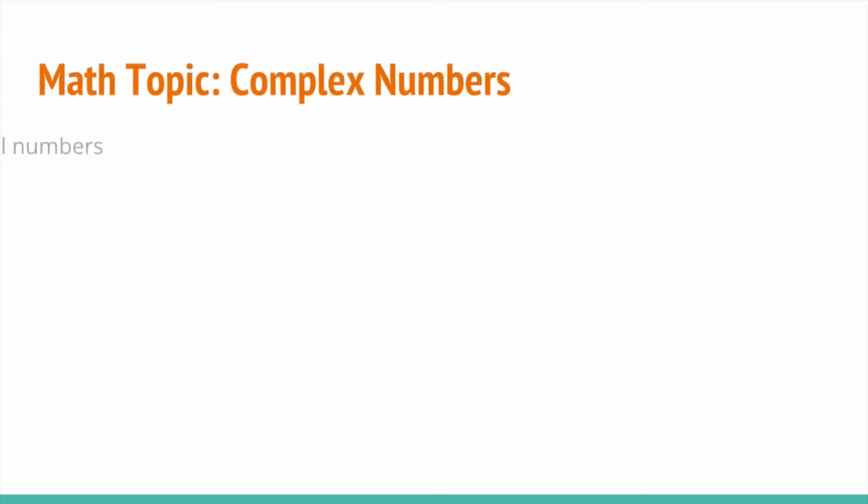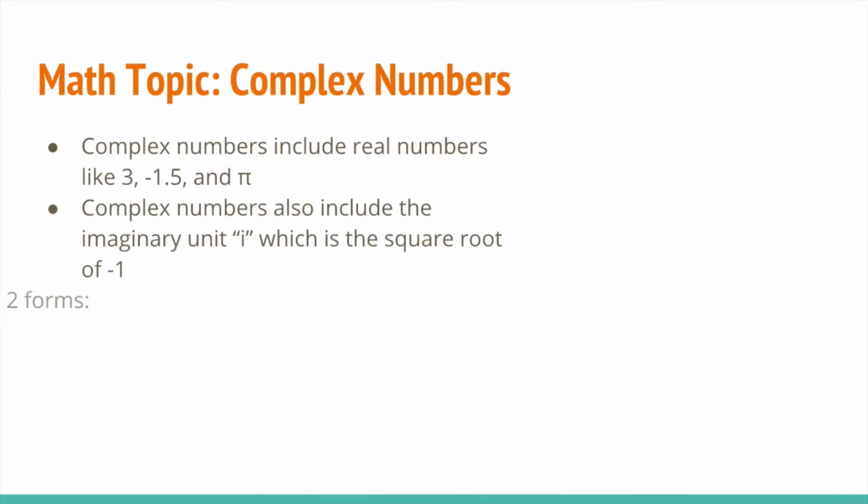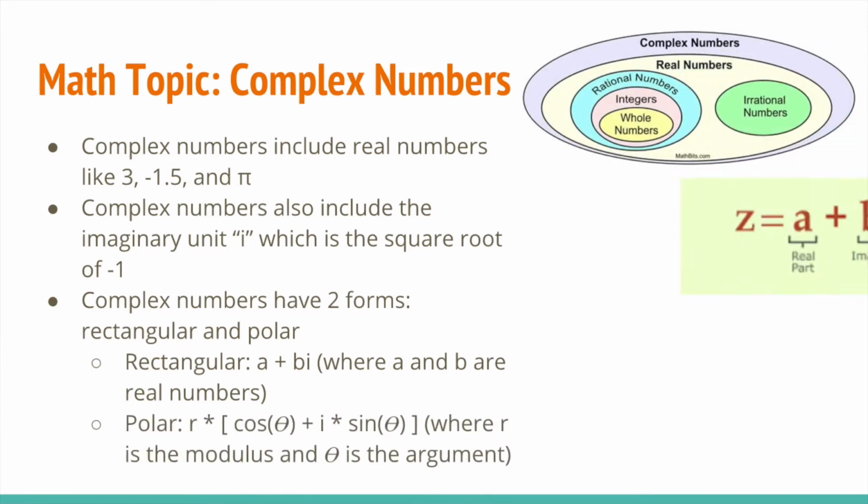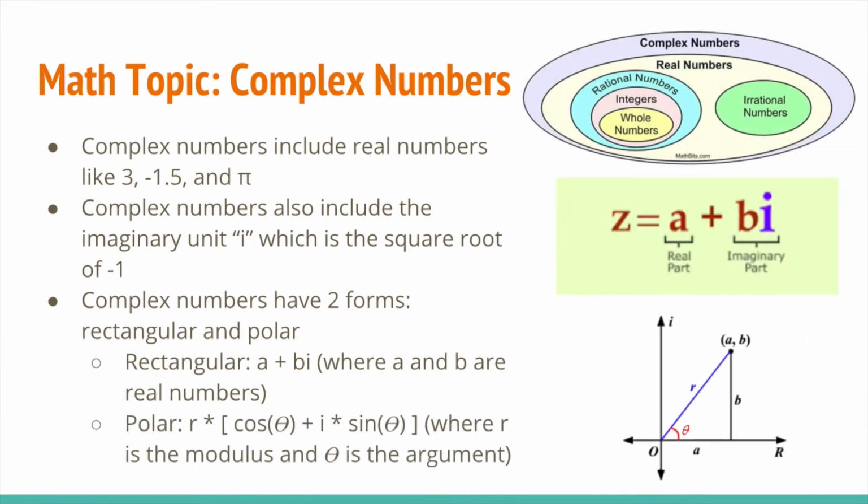One topic we learned about in pre-calculus is complex numbers. Complex numbers include the real numbers, but add on a dimension for the imaginary part of the complex number. There are 2 forms for complex numbers, rectangular and polar. Rectangular form has a real component and an imaginary component. Polar form has an angle, also known as an argument, and a modulus, also known as a distance.